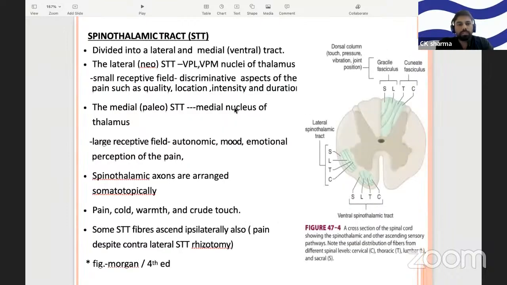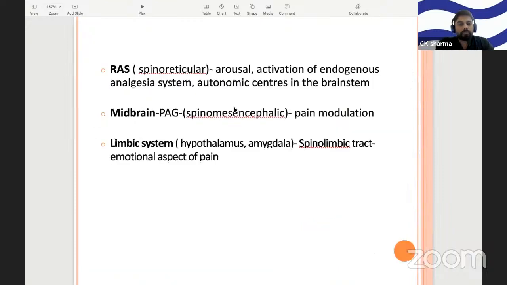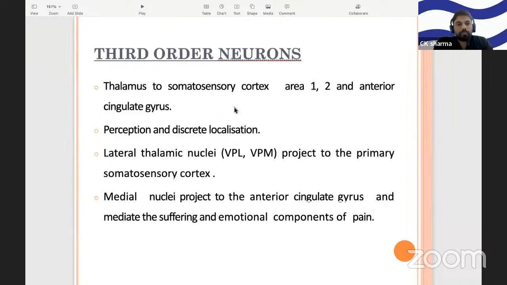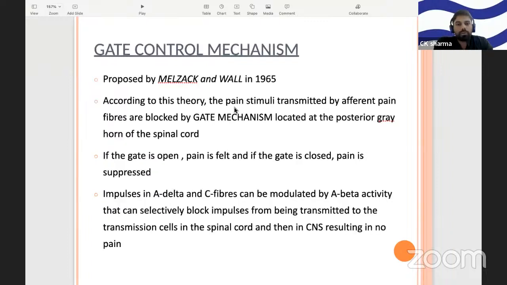And the spinothalamic tract we have discussed. The spinothalamic tract fibers, whenever they are moving upwards, give fibers to the RAS through spinoreticular fibers, which is responsible for arousal, activation of the endogenous analgesic system, and autonomic centers in the brainstem. Through the midbrain, via spinomesencephalic fibers, they reach the periaqueductal gray matter, which is responsible for pain modulation. And in the limbic system, through the spinolimbic tract, they are responsible for the emotional aspect of the pain. And these are the third order neurons.